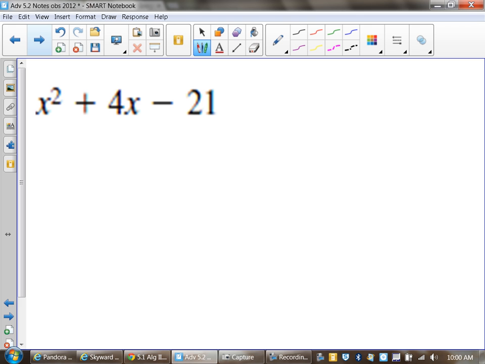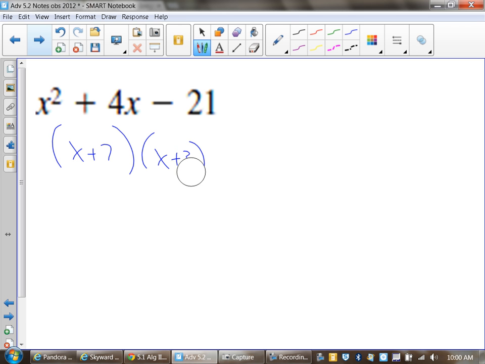What times what is negative 21 and adds together to get positive 4? 7 and negative 3. Very good. x minus 7, x plus 3. Do you see why it's important to remember your times table? That's the main reason I give you guys these things, to make your brain start going again.